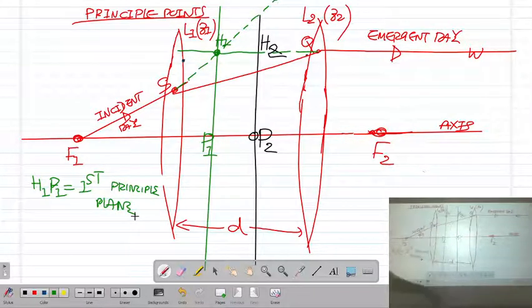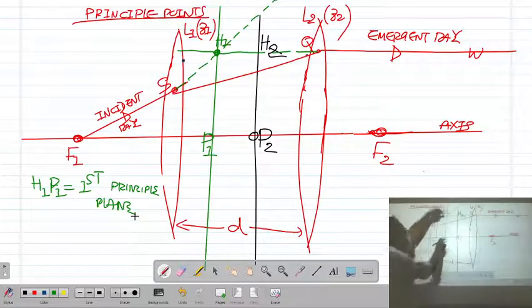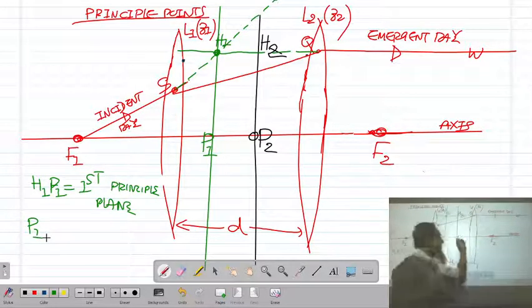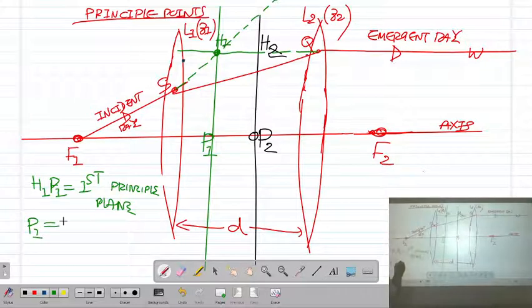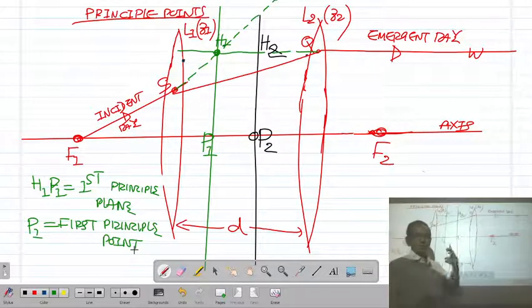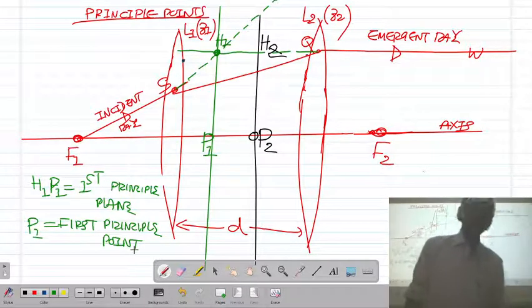If you imagine the plane passing through point H1 and perpendicular to the axis, this plane H1P1 is called the first principal plane, and the point P1 at which the first principal plane intersects the axis is called the first principal point. In the last lecture, we also discussed the properties of principal points: they have unit magnification. The height of the image and the height of the object are the same, so the lateral magnification is 1. That is why principal points are known as points of unit magnification.